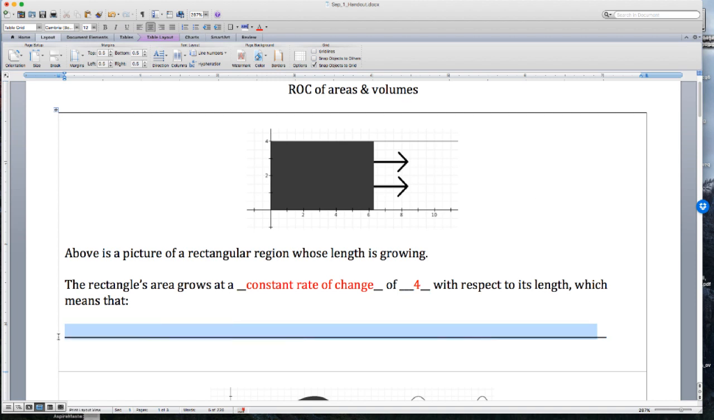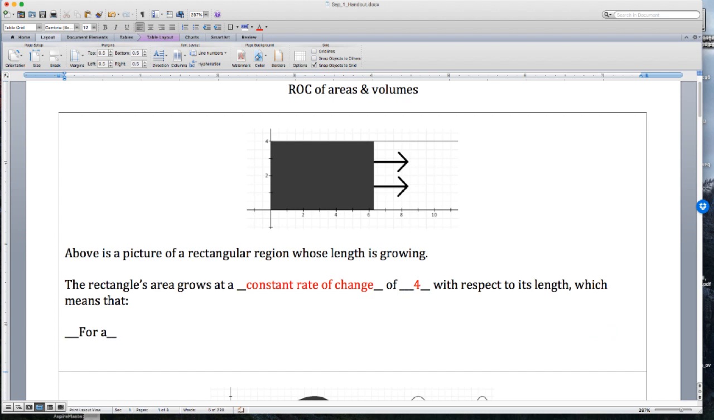And I'm also seeing some great beginnings for any change in length. How can you finish that off? I'm seeing a lot of people talk about a change in length, which is great. I'm not seeing them talking about a change in area. Then they just say something about the rate. But you can't define the rate as 4 by saying the rate's 4, right?